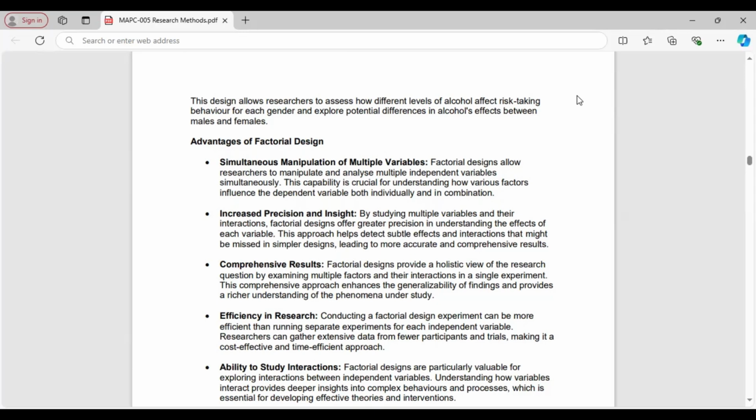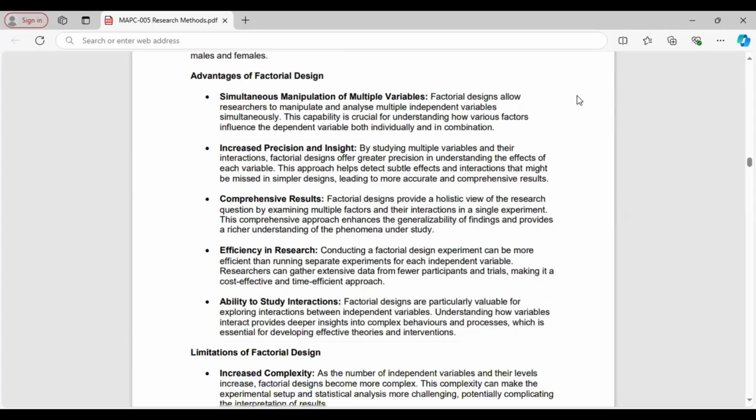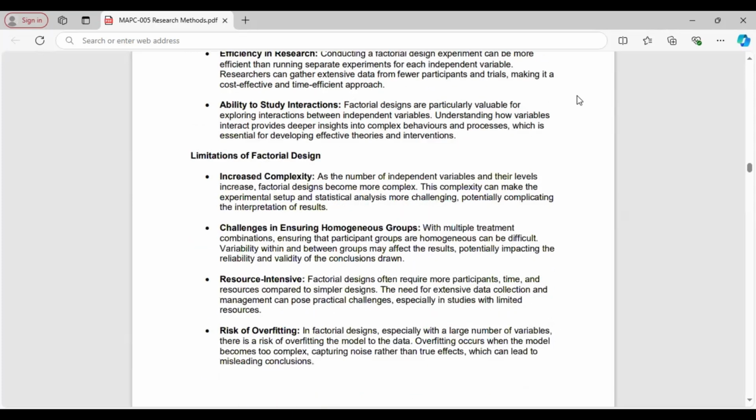Efficiency. In research, factorial experiments can gather extensive data from fewer participants, making them cost effective and time efficient. And the last one, ability to study interaction. These designs are valuable for understanding how independent variables interact, which is essential for developing effective theories and interventions. Next is limitations of factorial design.